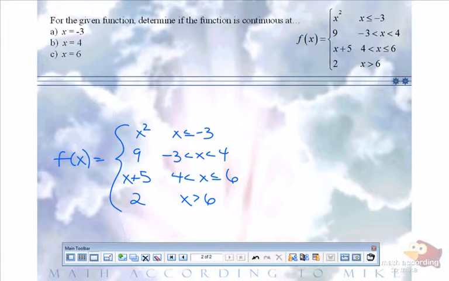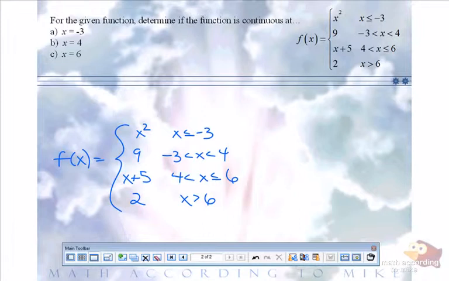This is what's called a piecewise defined function, because it's made up of several pieces of other functions. In fact, we have 4 different functions going on here. To determine continuity, we have to check 3 things. Again, does the function exist? Does the limit exist? And are they the same numbers? Remember, to test if the limit exists, when we're approaching numbers, we plug that number in.